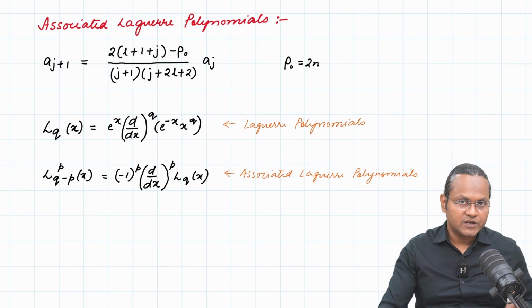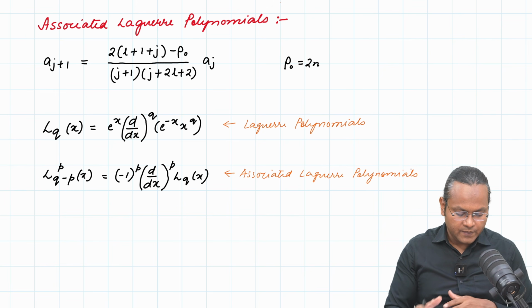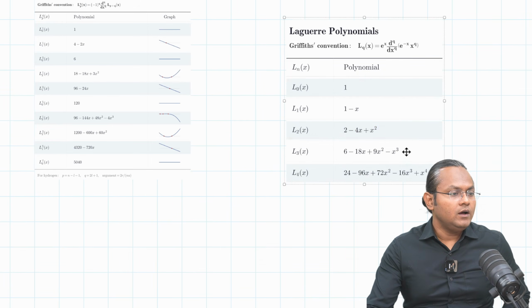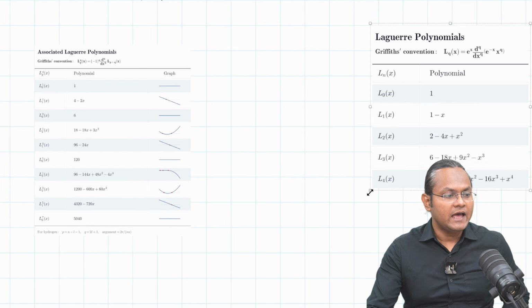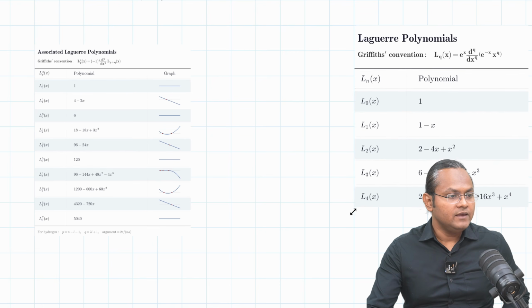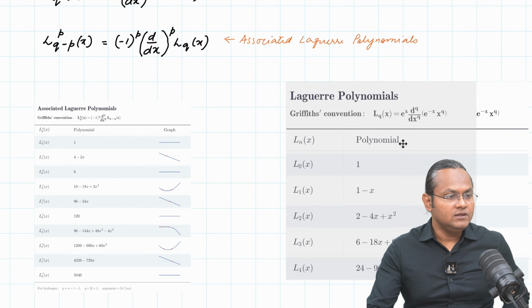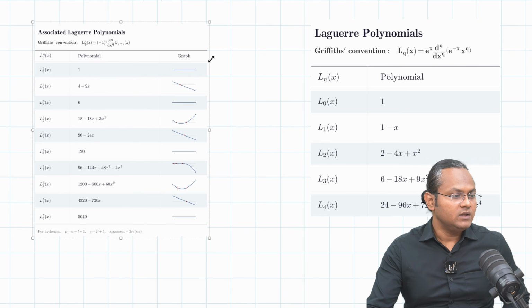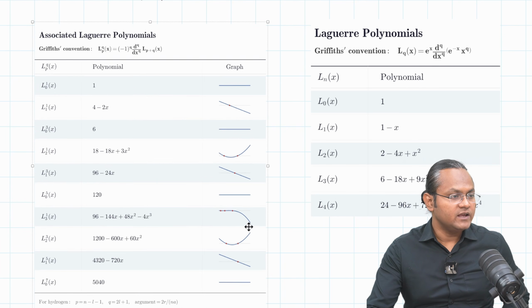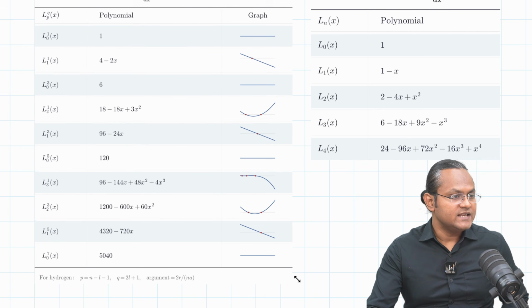So let me give you the expression corresponding to that. The associated Laguerre polynomials are written by the expression of L. I want to give you a list of the first couple of Laguerre polynomials. So on the right hand side, we have the first 5 Laguerre polynomials based on this definition. I am using the definition based on the Griffiths convention, the one given in the textbook of quantum mechanics by Griffiths. And on the left hand side, we have the finalized associated Laguerre polynomials, as you can see here.